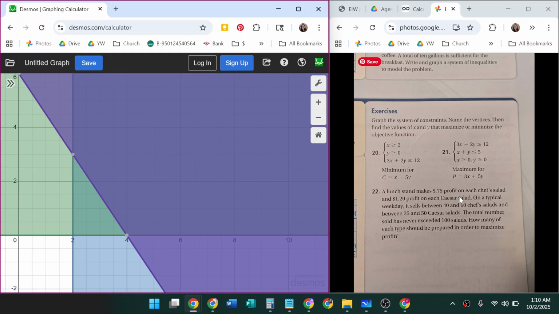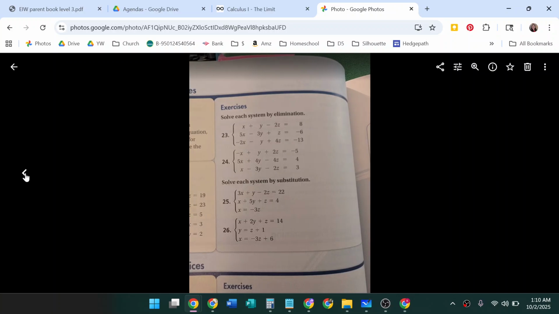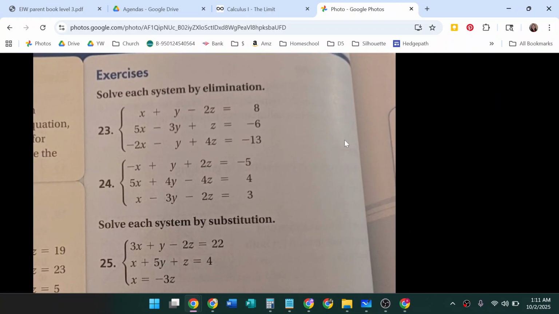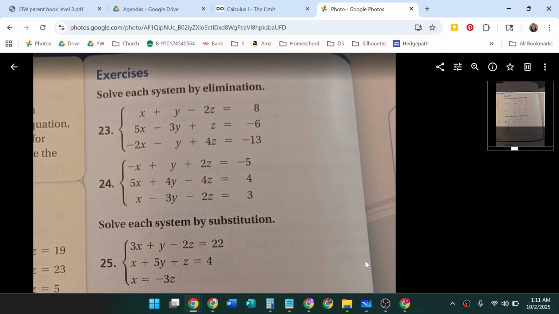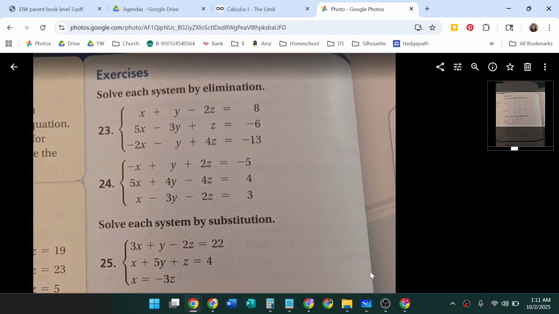Now the last 2 sections that we did were the section that I just covered a little bit, so solving by elimination or substitution. We're going to do number 23. So if you want to pause the video and try number 23 by yourself, and then we'll try 25 after that.